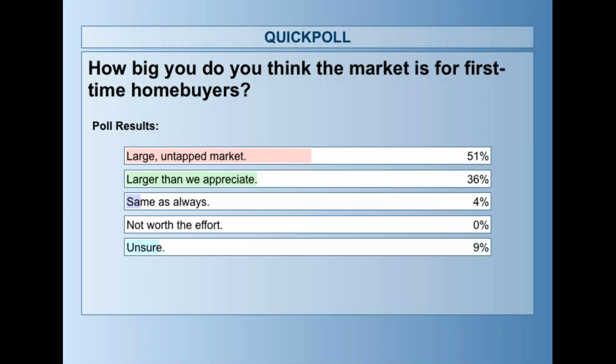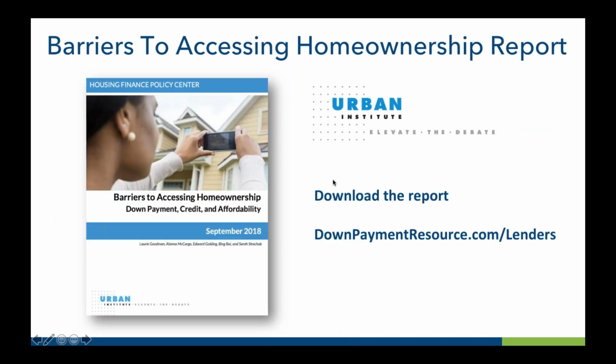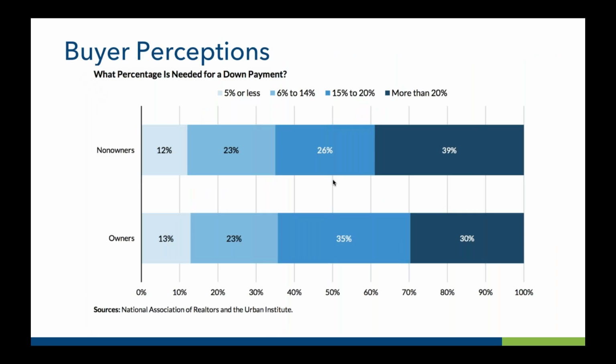Well, here's what we want to do. We want to show you some information that we've gathered, starting with the Urban Institute's Barriers to Accessing Homeownership report, which we commissioned in partnership with Freddie Mac through the Urban Institute's Housing Finance Policy Center. So they did a number of things as part of this study. We want to focus in on a couple of highlights from that report.